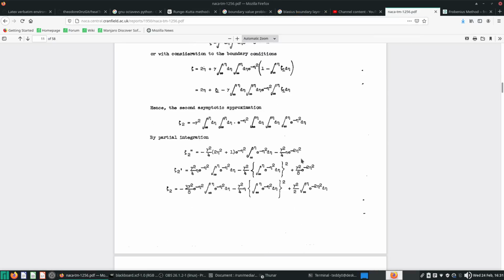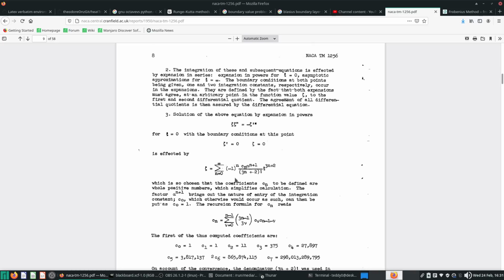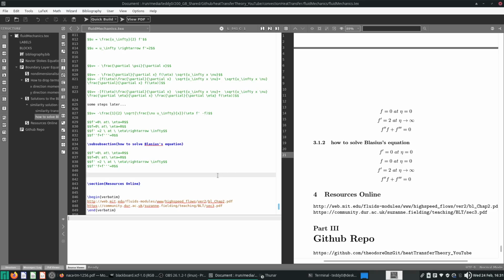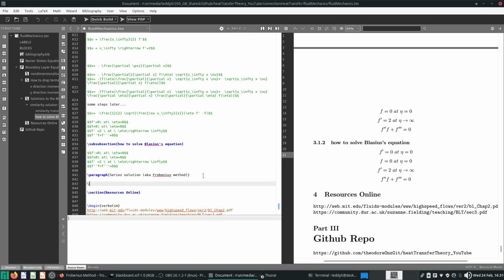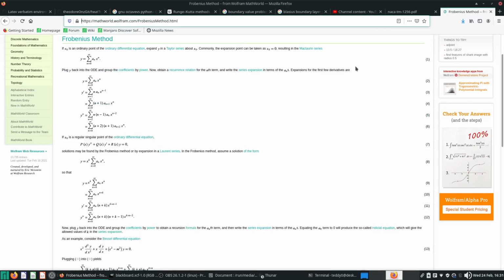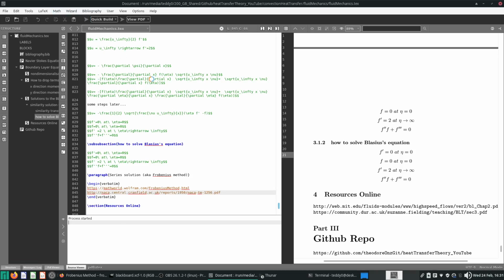In Blasius's original paper, he used something known as a series solution to solve for f. He didn't use f in his equation, but it's basically f. The series solution is also known as the Frobenius method. Some people say Frobenius method, and if you're not sure what it is, you basically get a series solution. I'll just paste the Wolfram thing here verbatim. This is what he actually used in his original paper, because there were no computers back then. You have to calculate everything by hand.